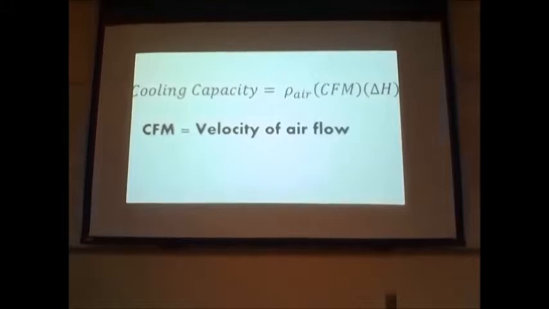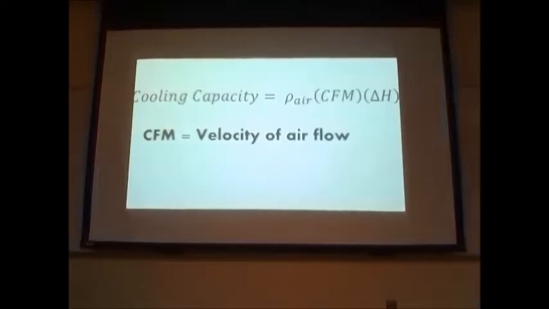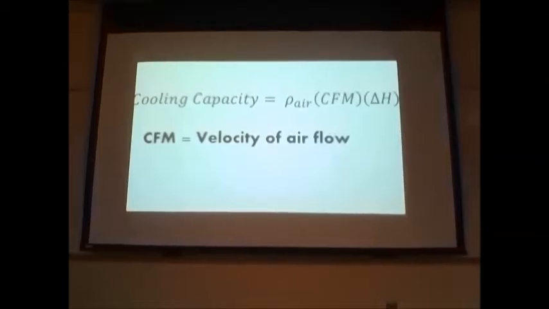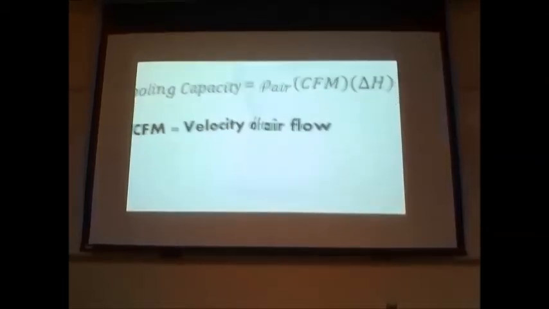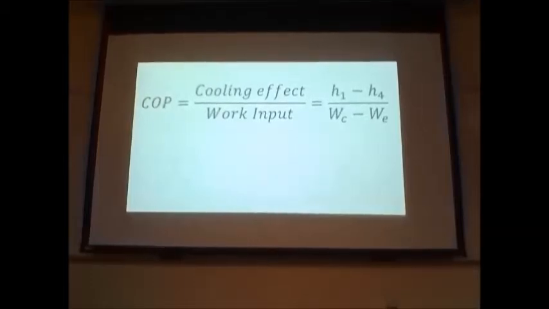These are the equations that pertain to air conditioning to relate it to thermodynamics. The first one is the cooling capacity, which is equal to the density of air times the CFM times the change in enthalpy, and CFM stands for the velocity of airflow. The next one is COP, which is coefficient of performance, and that's equal to the cooling effect, which is the enthalpy of the air entering minus the enthalpy of the freon re-entering the compressor, divided by the work input, which is equal to the compressor work minus the evaporator work.